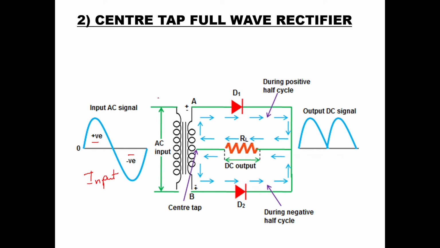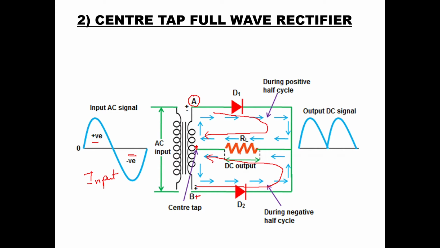So when the input is positive, this point A will be positive. Diode D1 will conduct and the current will flow from here to the load to the center point. This is the center point of the secondary of the transformer. Similarly, when the input is negative, the point B will be positive and here will be your negative. So the current will flow like this. Diode D2 will conduct and it will go to the load and come back to the center point.